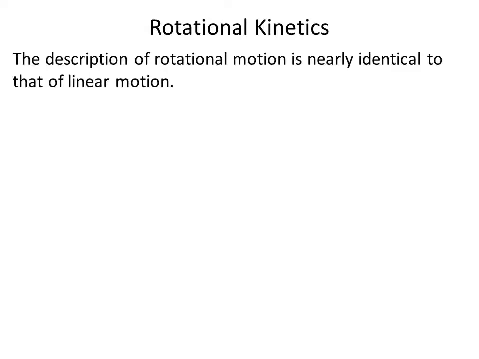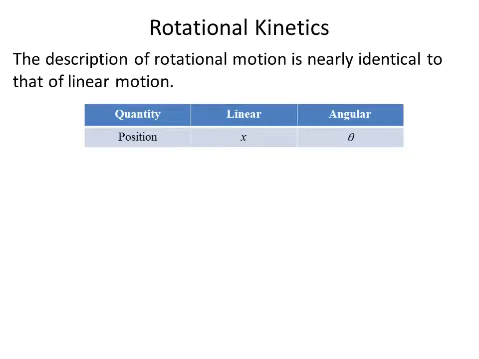In this lecture, we look at rotational kinetics or rotational motion. The description of rotational motion is nearly identical to the description of linear motion. We use quantities that are parallel to each other. For example, the position in linear motion was represented by a variable like x. For rotational motion, there will be an angular variable, theta, which will play the role of angular position.